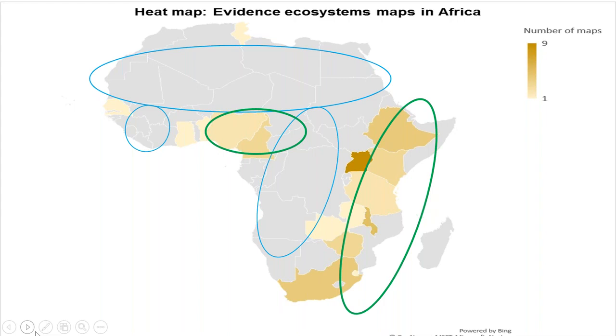I don't know how else to explain it, but the green circles more or less indicate that we have strengthened our knowledge base on these specific countries. A good example is Uganda, which is the darkest country there. We have 9 maps from there explaining their ecosystem. Ethiopia, Malawi, South Africa, those are all countries that we have a very, very good knowledge base on.